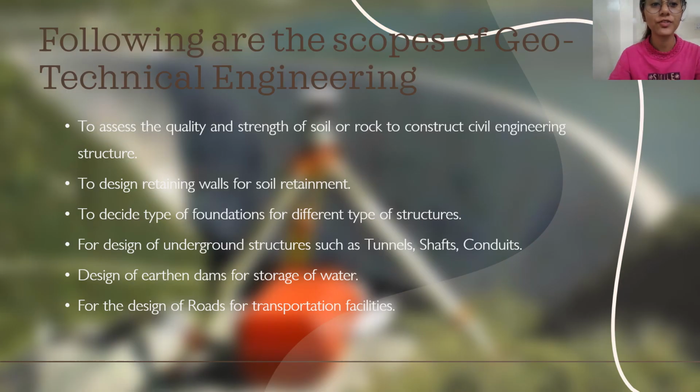Here are some scopes of geotechnical engineering: to assess the quality and strength of soil or rock to construct civil engineering structures, to design retaining walls for soil retainment, to decide the type of foundation for different types of structures, for designing of underground structures such as tunnels, shafts, conduits, design of earth dams and for storage of water, and for the design of roads for transportation facilities.